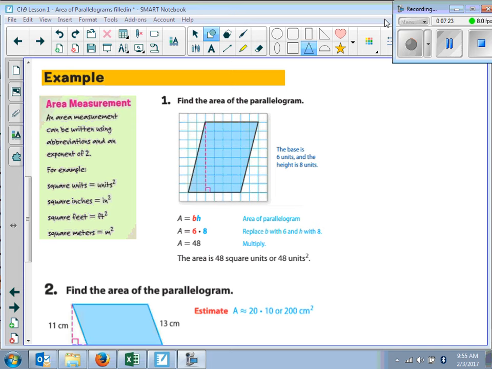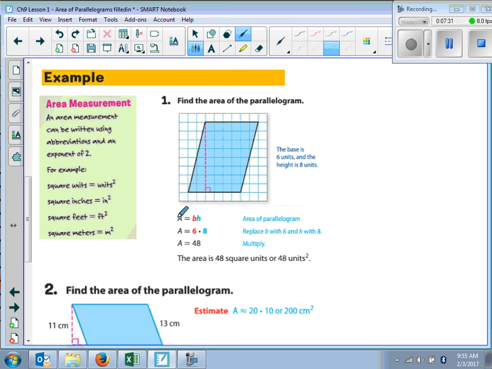All right, for example, it says find the area. You don't have to write this one down. It says find the area of the parallelogram. So here, to find the area of the parallelogram, the first thing you're going to do is always write your formula. You're going to write your formula, you're going to write your substitutions, and then you're going to simplify to find your answer. Okay? Now, here, to find the area, it's base times height.